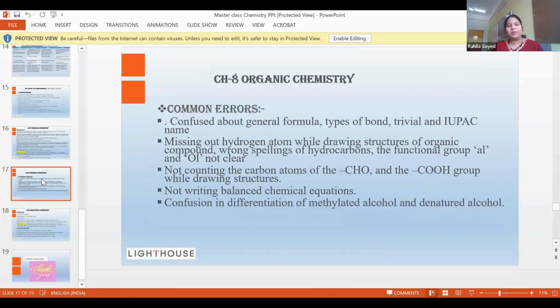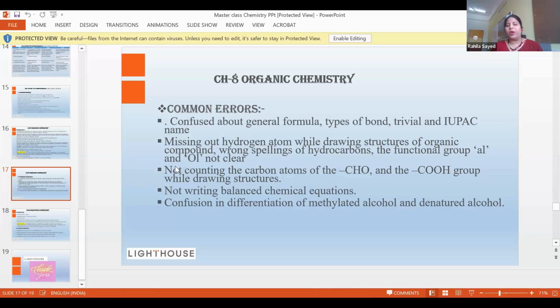The common errors: you children get too confused about the general formula of alkanes, alkenes, and alkynes, and the types of bonds, whether there is a double bond between the two carbon atoms in alkanes, alkenes, or alkynes. So for alkanes, single bonds are there. For alkenes, double bonds are there. And for alkynes, triple bonds are there. Then IUPAC names and trivial names: you forget to write the IUPAC name, you write the trivial name and you come.